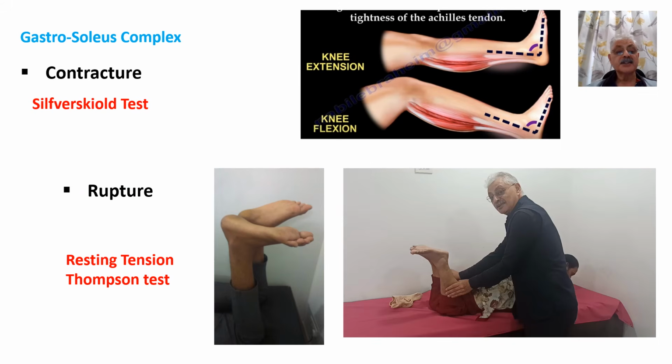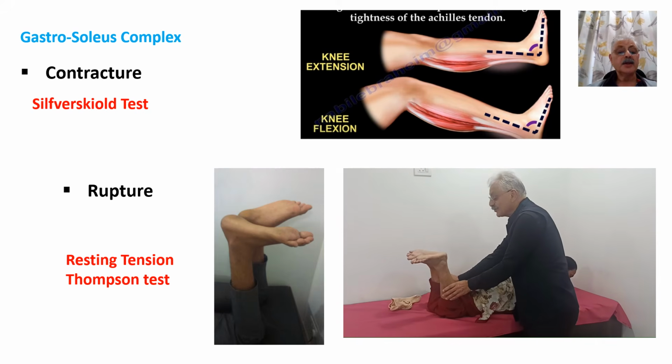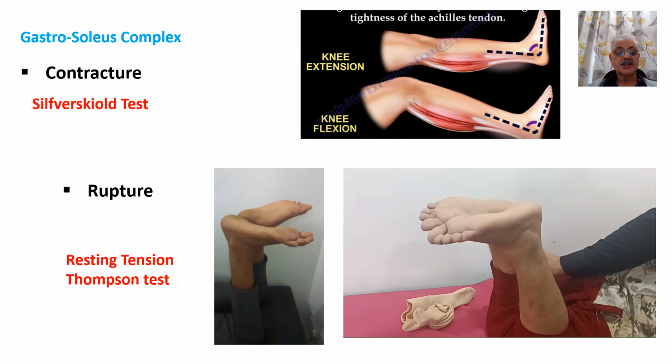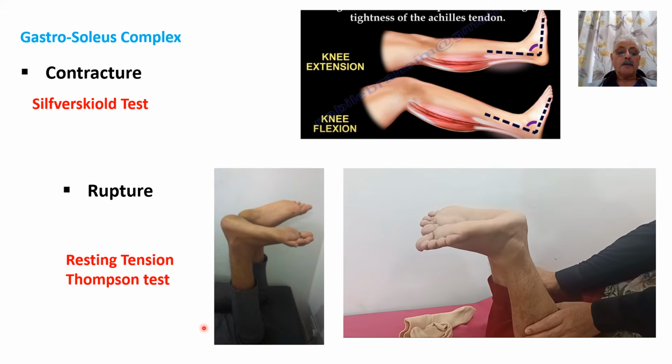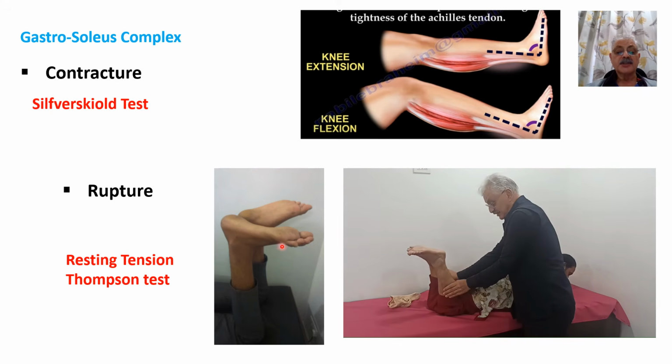None of the foot and ankle examination is complete without examining the gastrosoleus complex, and you have to look for contracture of this complex by using Silfverskiöld test, where you see the dorsiflexion of the ankle in knee extended and flexed positions. The other thing to be noticed is whether there is any rupture in the tendoachilles or not. Here you have a look at the resting tension where you put the patient prone, flex the knee, and assess the dorsiflexion at the ankle.